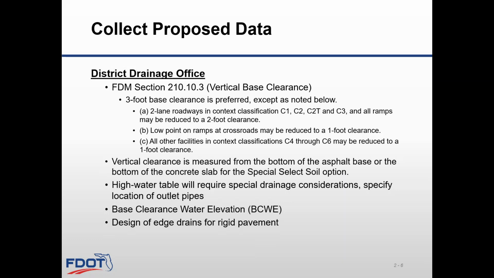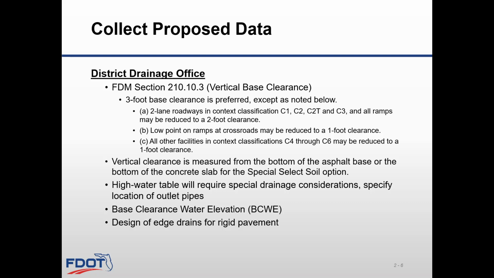Coordination with the drainage office is important to determine any special drainage considerations that need to be addressed. The pavement engineer needs to refer to FDOT Design Manual, FDM, Section 210.10.3 for vertical base clearance, to determine where the bottom of the pavement slab needs to be in relation to the base clearance water elevation, the BCWE. The bottom of roadway base, as referred in the FDM, for rigid pavement design purposes, is the bottom of the asphalt base, or the bottom of the concrete slab for special select soil option.